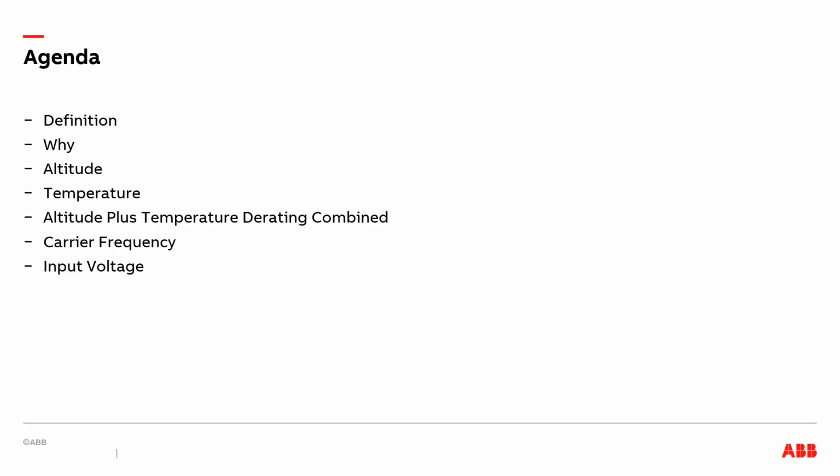So let's talk about our agenda and what we're going to cover today. First, we're going to define what derating is, and then get into why you actually want to derate a drive. There are 4 main topics of derating we're going to cover today, and they are altitude, temperature, carrier frequency, and input voltage. And as the slideshow goes on, we'll go into all these in more depth.